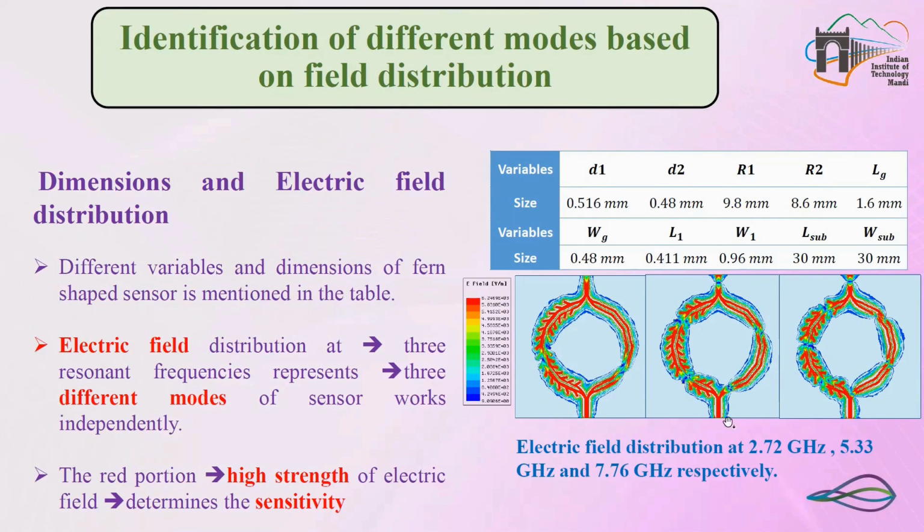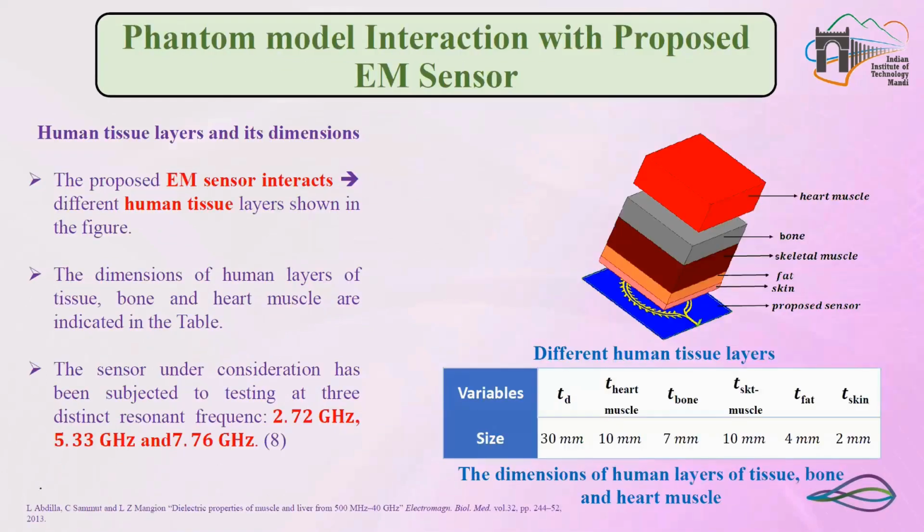So these are the three modes of the sensor, and the red portion is the electric field distribution. The red portion basically denotes the high strength of the electric field, which also determines the sensitivity. Now this tri-band antenna is tested with a phantom model. These are the different layers of the phantom, which mimic the exact scenario of a human body: the heart muscle, then bone, skeleton muscle, fat, and skin. They have different dielectric constants.